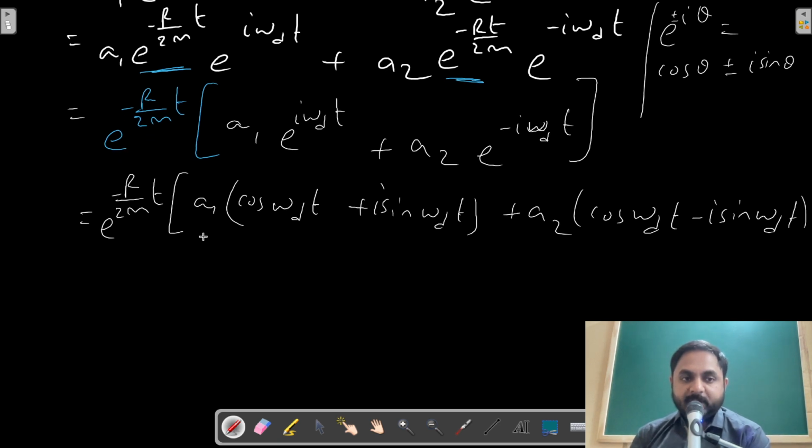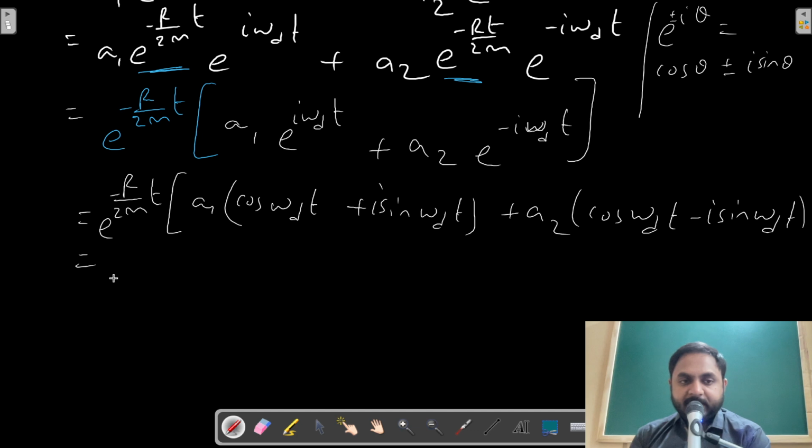Now, what should be my next step? The term outside does not change. I am going to slightly rearrange everything, taking the cos terms together and the sine terms together. So I should get a1 plus a2 multiplied by cos omega dt. This is the first term.